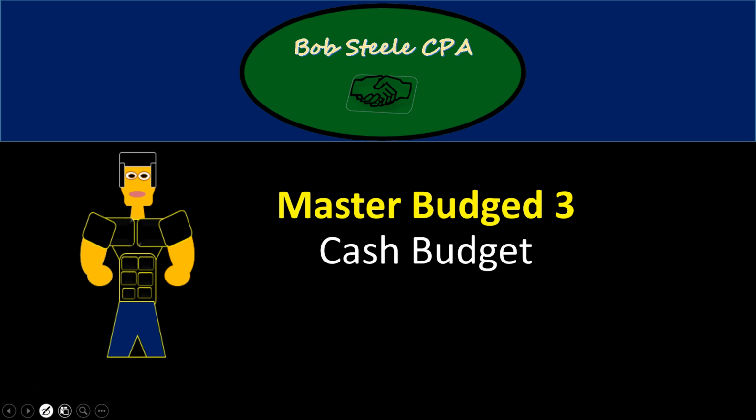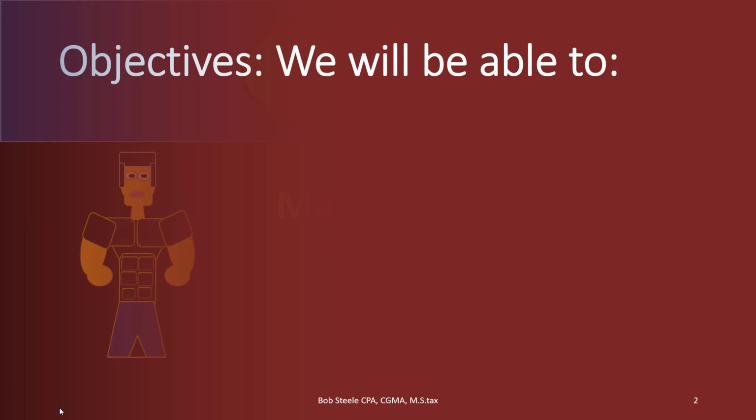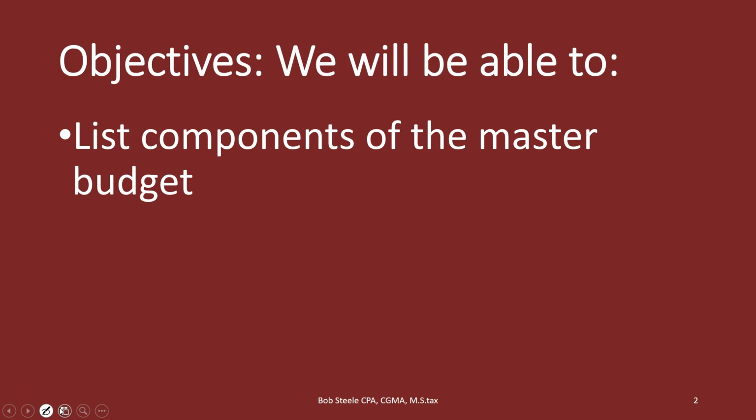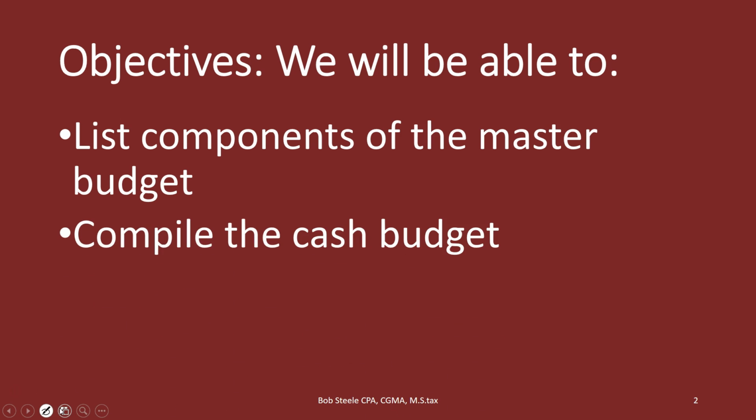Hello, in this lecture we're going to talk about the master budget part 3. So we're going to go into the cash budget. If you haven't looked at the 1 and 2 parts, you may want to go back and take a look at those first before we go through to the cash budget. At the end of this, we will be able to list components of the master budget and compile the cash budget.